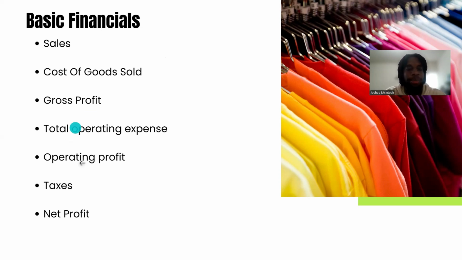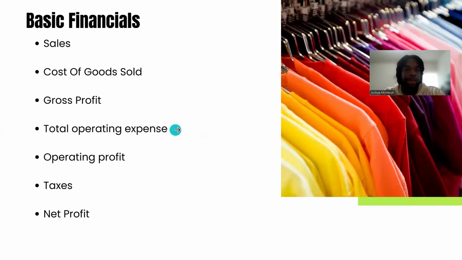Then you have your total operating expense. So your operating expenses are going to be the expenses that you need to operate your business, but it isn't the materials that go inside the product that you're selling. Examples of operating expenses are like rent, electricity, utilities, insurance, and they're usually fixed. They happen every month and they have a certain price point, so they're easy to track.